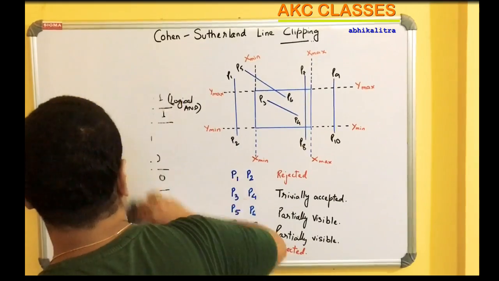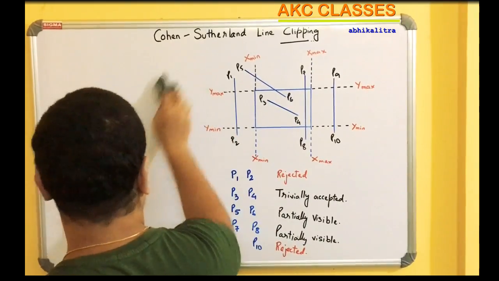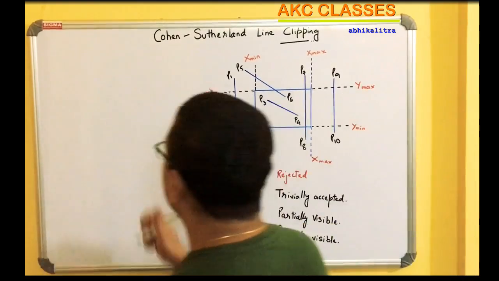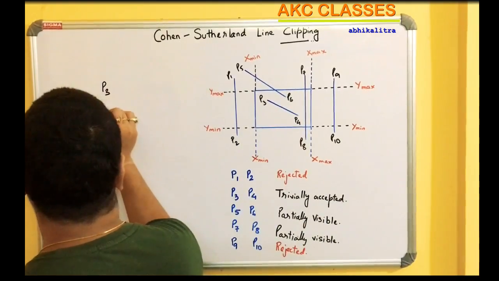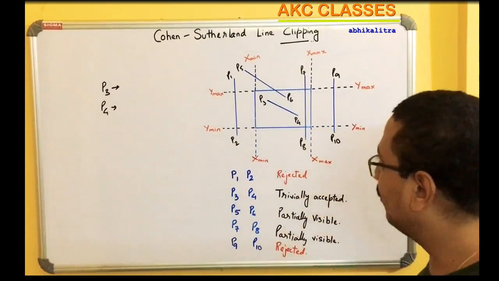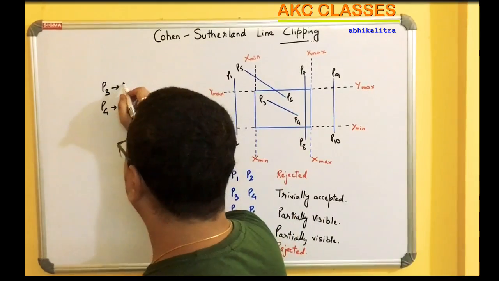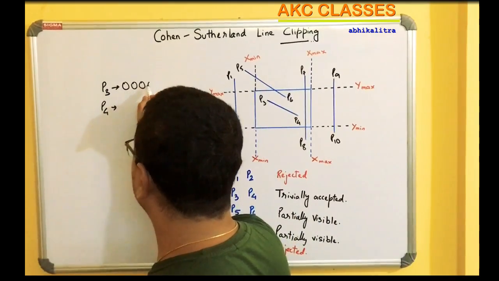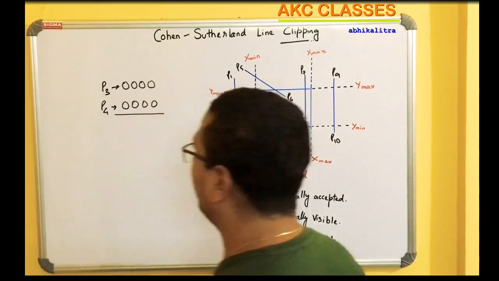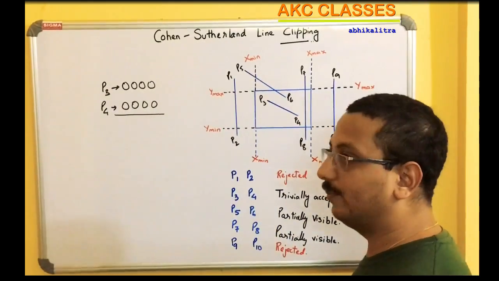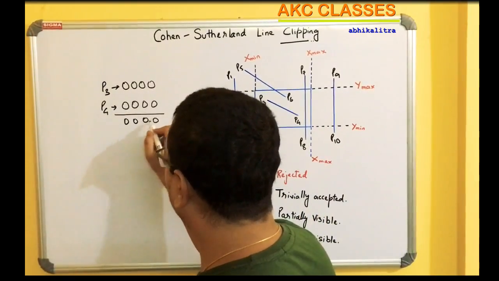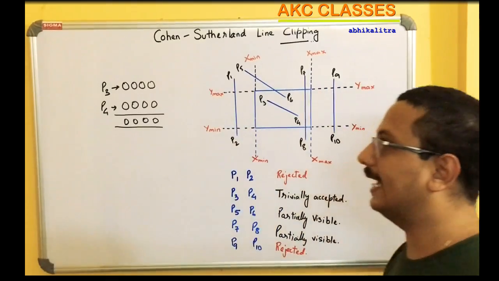So I'm just rubbing this section now. So we'll now take the example of P3 and P4, right? So for P3 and P4, what is the case? Let's see. For P3, we calculate the region outcode, since it is inside the rectangle, so it is all zeros, and P4 is also inside the rectangle, so it's all zeros, and we perform a logical AND operation. So if I perform logical AND operation, I will get all zeros, and it is inside the rectangle.